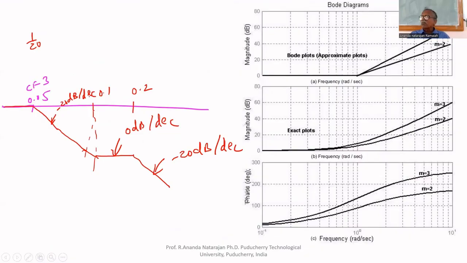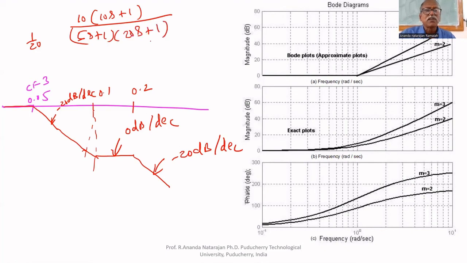So this is the plot for the given transfer function. Suppose K equal to 10. What is the transfer function? K times 10s plus 1 divided by 5s plus 1 multiplied by 20s plus 1.